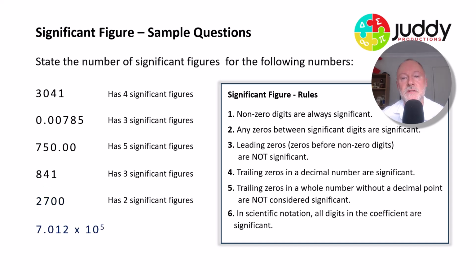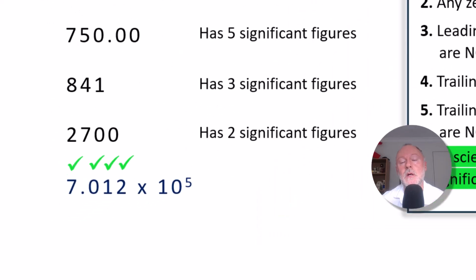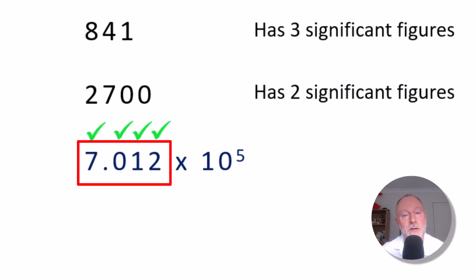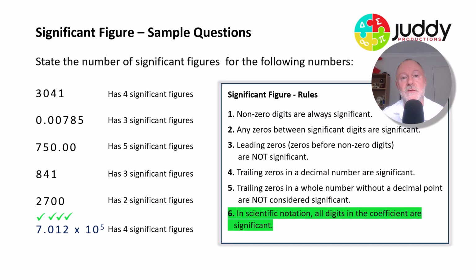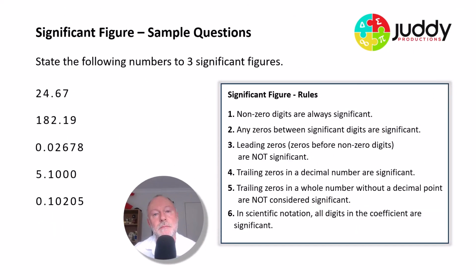And finally, the number 7.012 times 10 to the 5. This is a scientific notation number. We've been told that in rule 6, in scientific notation, all digits in the coefficient are significant. So all the numbers before the multiply symbol are considered significant in scientific notation, and as such, this particular number has 4 significant figures.